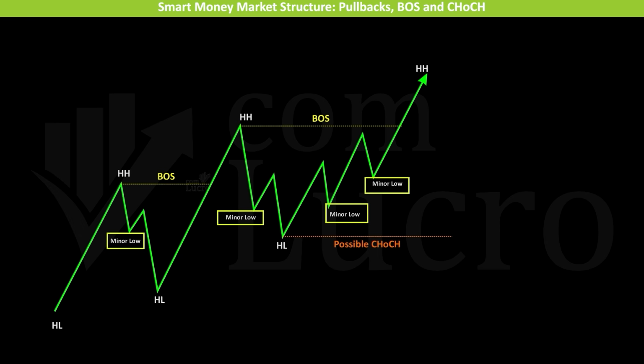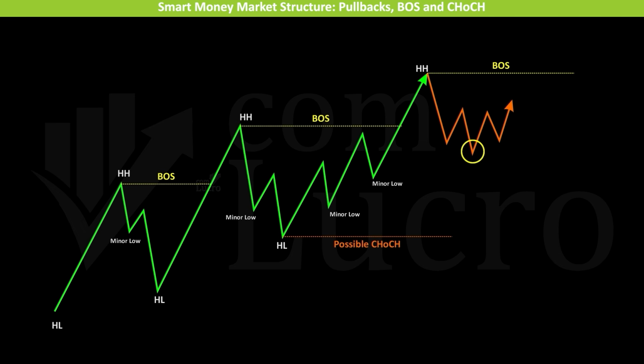The remaining swing lows are classified as minor, and a break below them does not signal a genuine reversal. These minor breaks often happen during pullbacks and should not be mistaken for a change in direction. Now, here is a key point to understand. A level can only be classified as a major swing after a valid break of structure has occurred. Until that happens, a retracement cannot be properly defined.